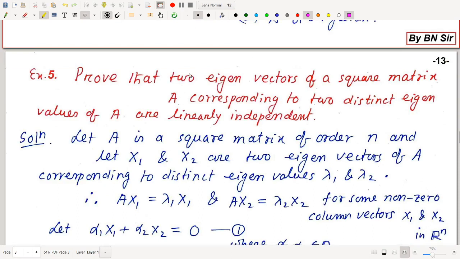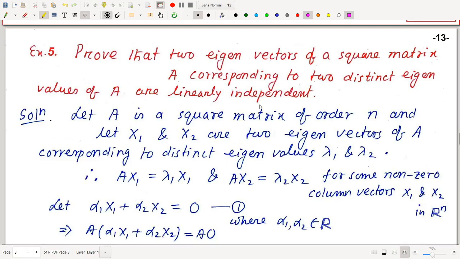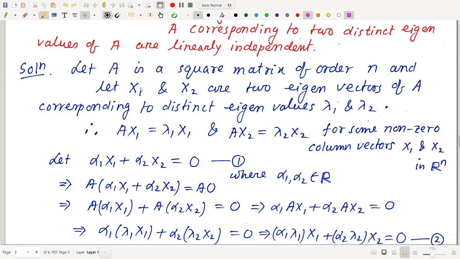Now next example, prove that two eigenvectors of a square matrix A corresponding to two distinct eigenvalues of A are linearly independent. Eigenvectors corresponding to two distinct eigenvalues of a square matrix are linearly independent. So let us see the proof.